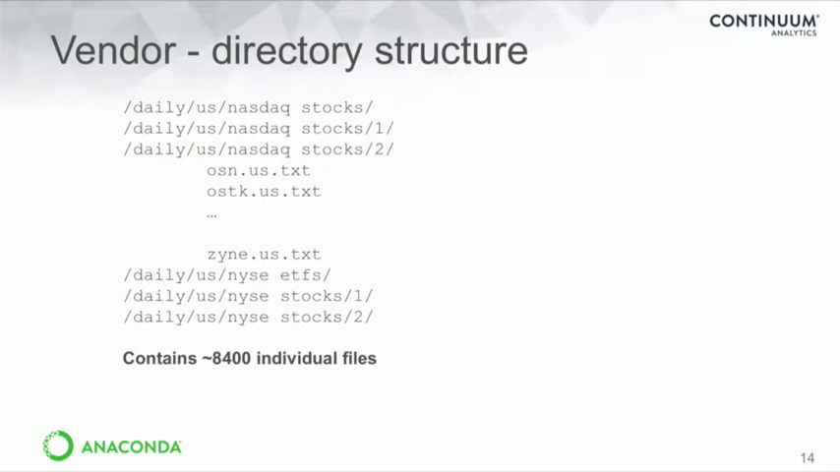So here's an example. This is a real data set for market data. The hierarchy is pretty straightforward. Daily data, US is a region, and then NASDAQ is the exchange. Then there's this arbitrary 1 and 2, and I'm assuming they're doing that because some operating systems have limitations on the number of files you can put in a directory. Within that directory, you have a file for every symbol, and for US equities this amounts to about 8,400 files.